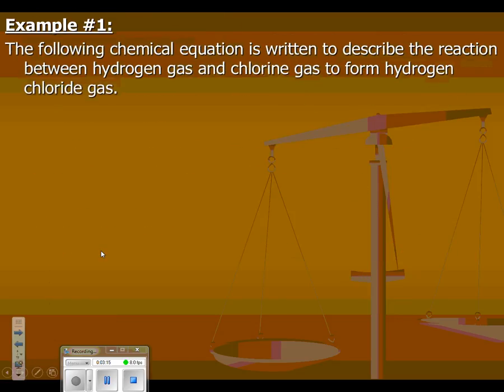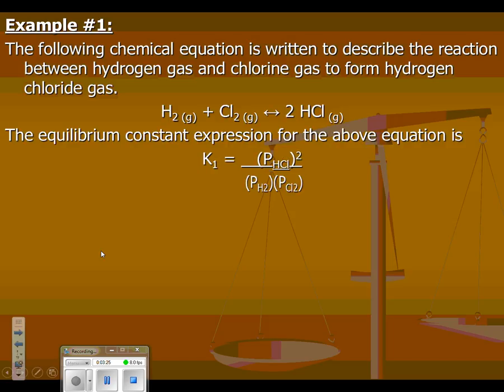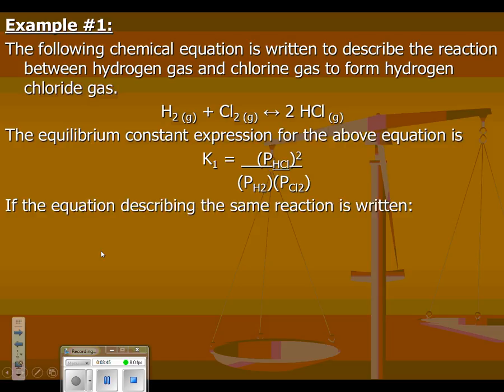Whatever you feel like you need. So here's an example. The chemical equation between hydrogen gas and chlorine gas will give us hydrochloric acid gas. The equilibrium constant would be the products over the reactants. And since they're all gases, I use P's. If they weren't, then I would use brackets.